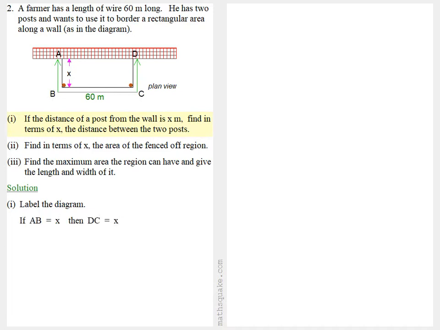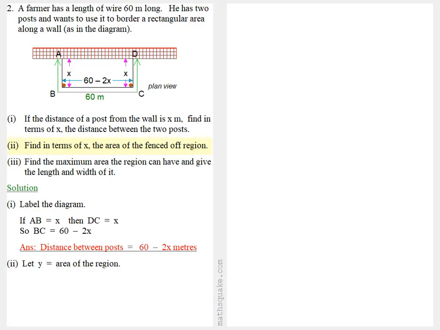Let the length AB be x. Then the length DC will also equal x, which means that BC is the rest of the wire, which is 60 minus 2x. So the distance between the posts is 60 minus 2x. Now in part 2, we want to find in terms of x the area of the fenced off region.